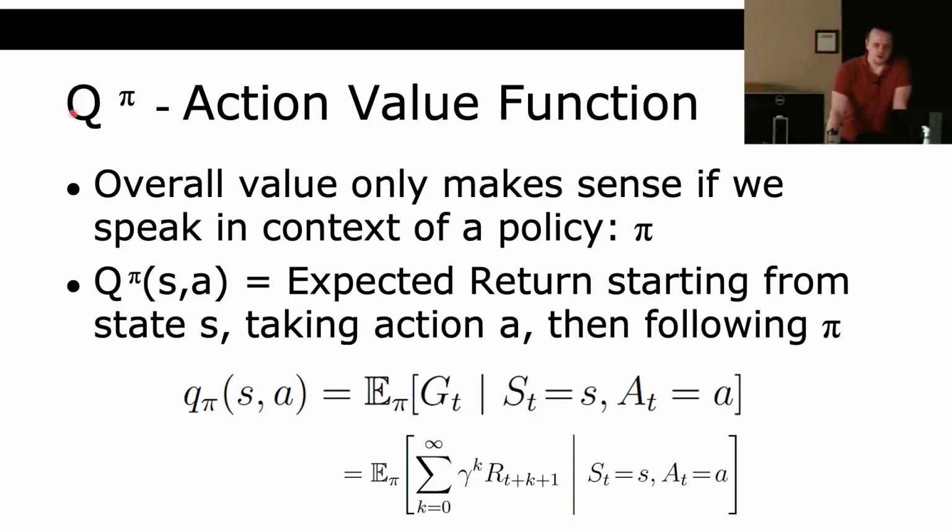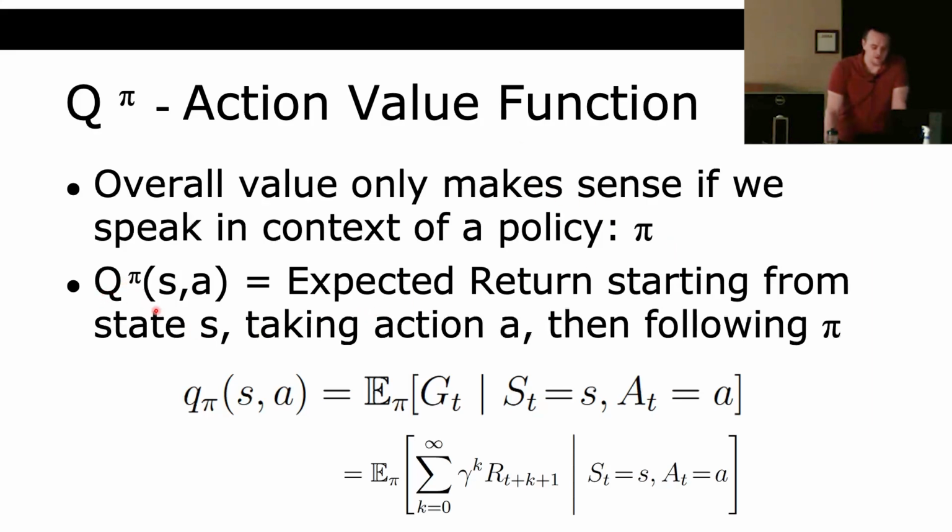So what we're going to be talking about from here on is Q of pi. And so this is just adding that pi, the policy, to this value. So overall, value only makes sense if we speak about it within the context of a policy. How can we know the value of something if we don't know what we're going to do from there?